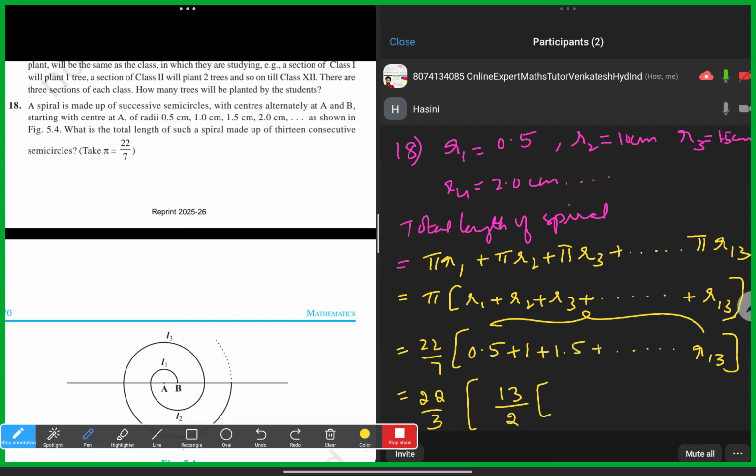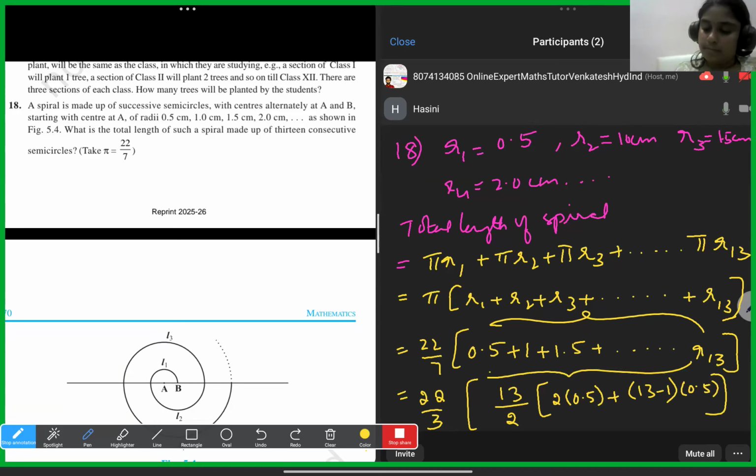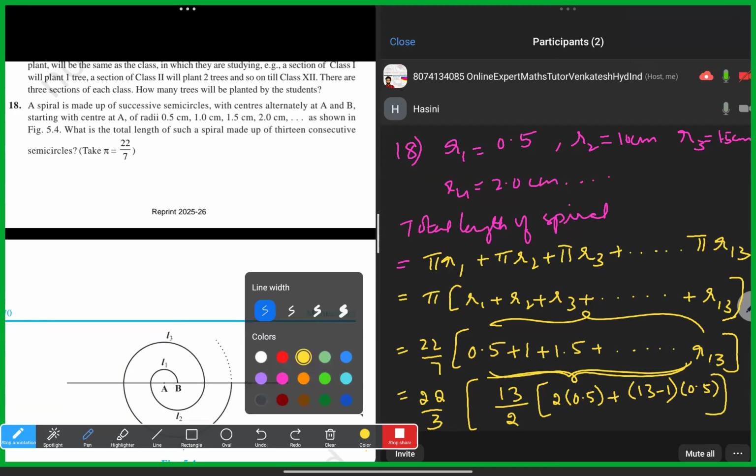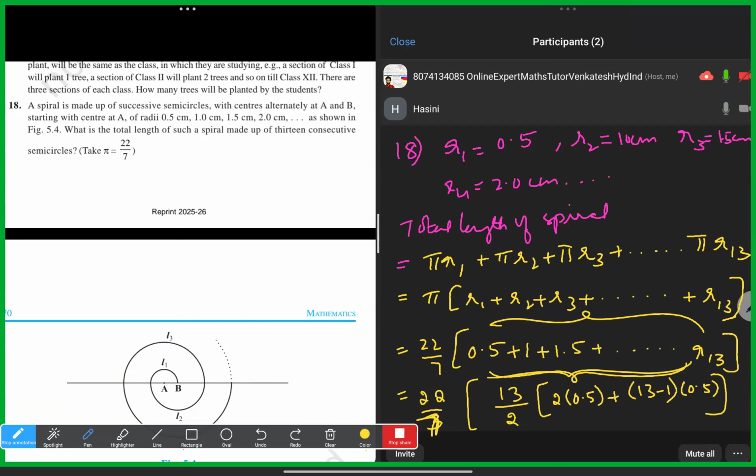Here 13 terms are there, so sum of 13 terms: 13 by 2 into 2a, that is 2 into 0.5, plus n minus 1, that is 13 minus 1, into d. D is 1 minus 0.5, which is 0.5. For this, the first term a is 0.5, and d is again 1 minus 0.5, which is 0.5. By mistake I wrote 22/3, Hasni, it is 22/7.